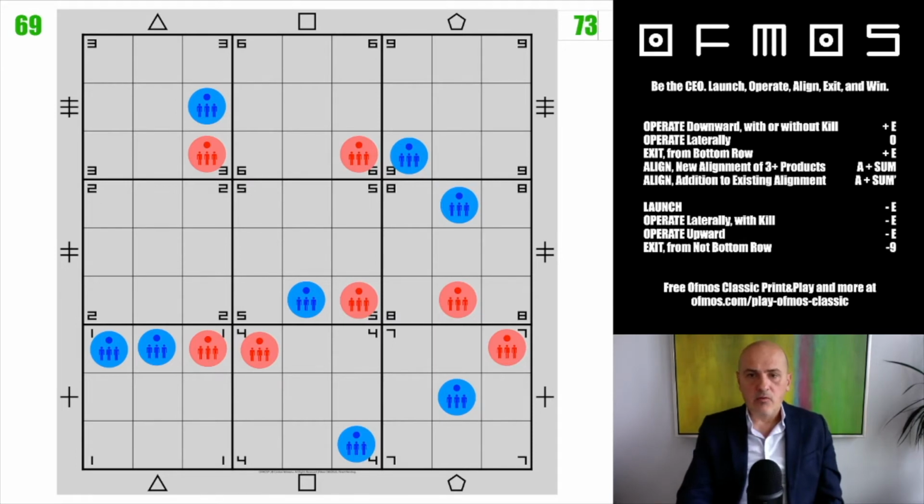Okay, so now we have red who has to move. We're kind of chasing down this guy a little bit. This makes us 8 because it's the amount of money associated with the originating cell. So 8 plus 69, this brings us to 77.